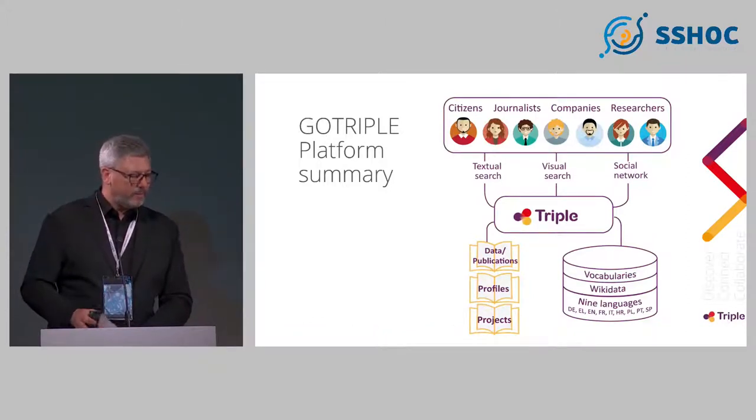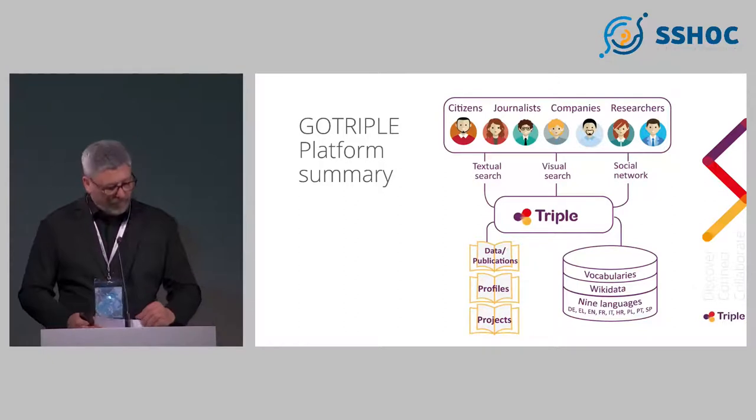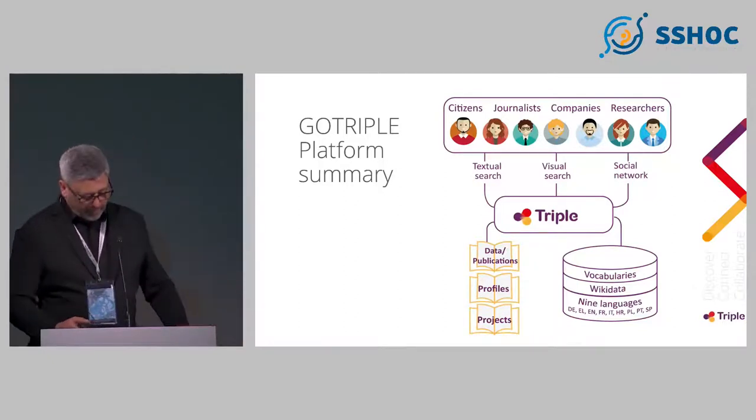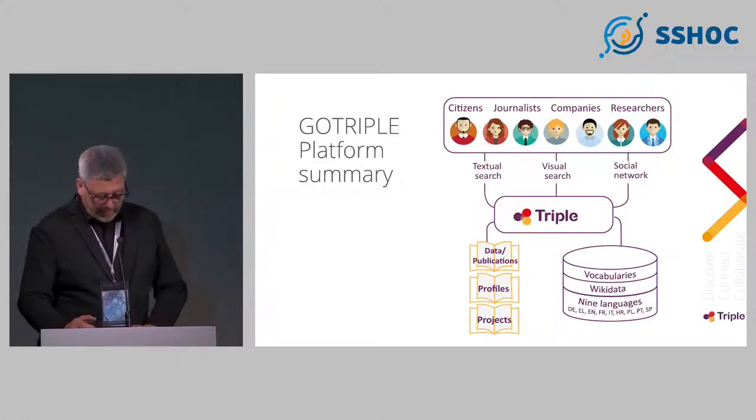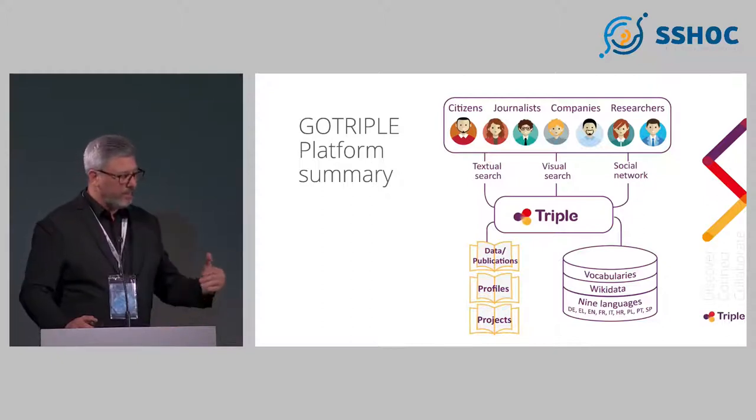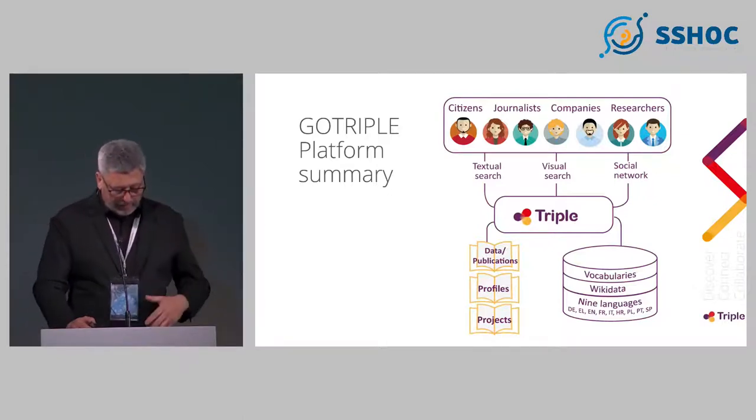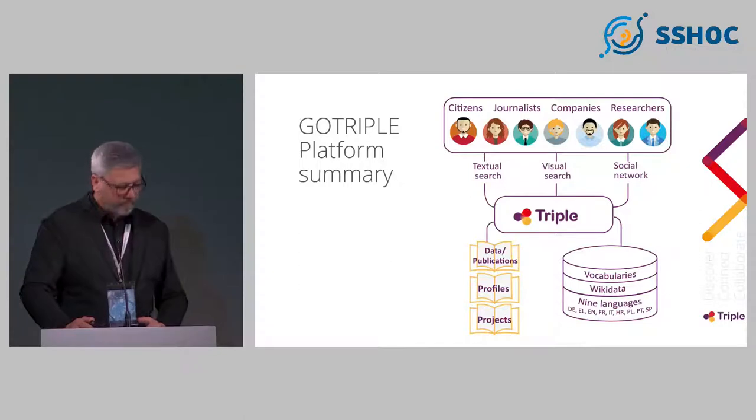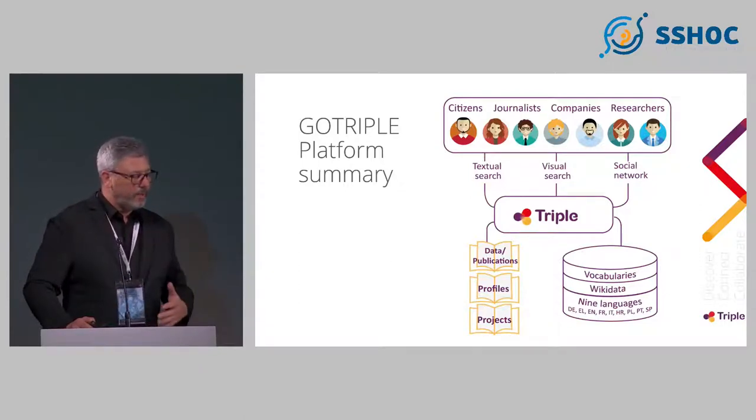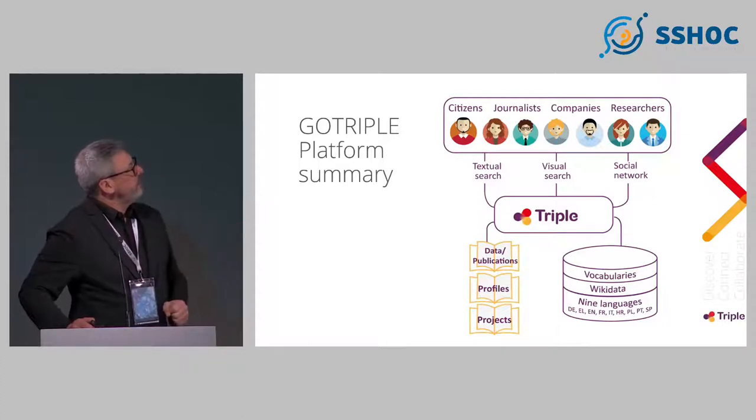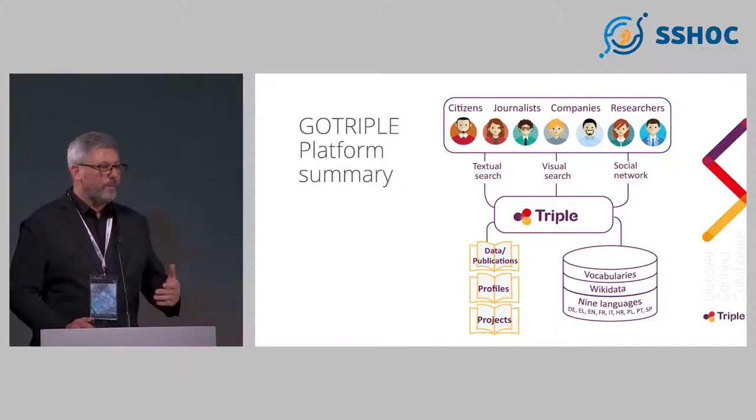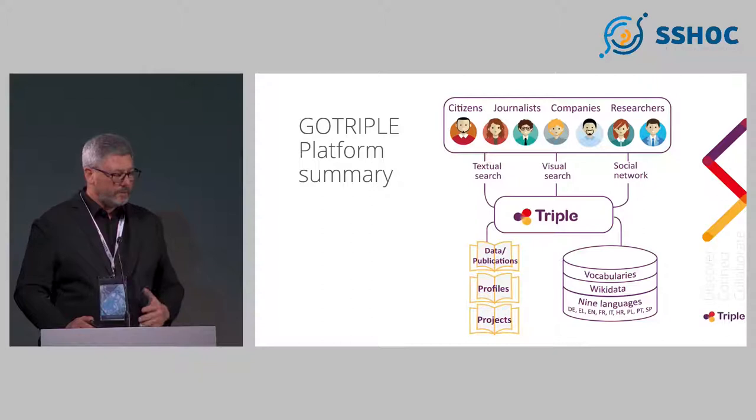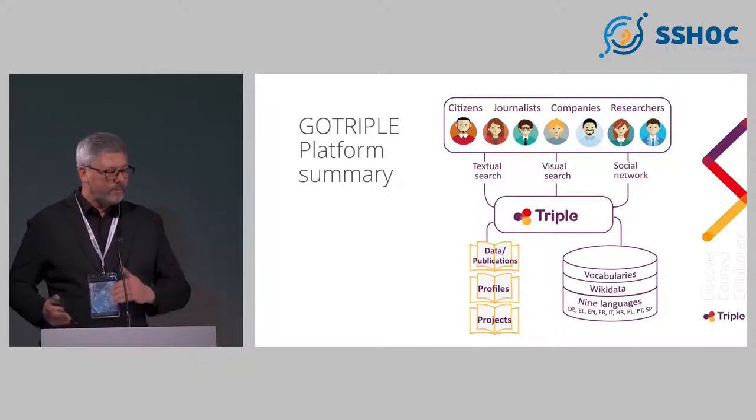So just if I want to summarize what we have for GoTriple, the platform is focusing mainly for now on 3 different aspects: the publication and data, the profiles of the researchers, and the research projects. And then the project focuses on subject-specific and multilingual diversity. And it is available for a different set of users, from the citizen to the researcher, spanning also journalists, companies, but also cities, regions, and other actors that are interested in finding resources in multiple languages.